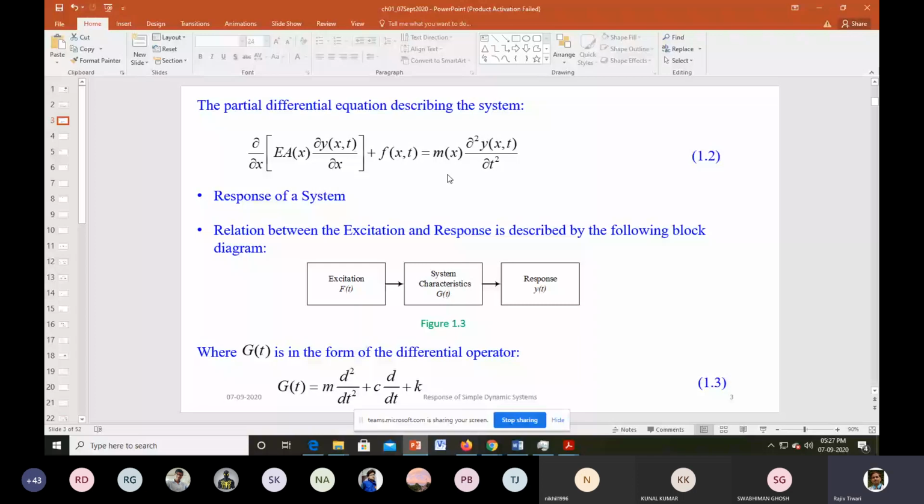Mathematically you solve this, but how to correlate it with the vibrations we are trying to see here. Okay, sir. Thank you, sir.